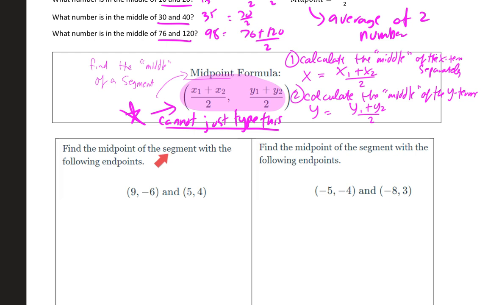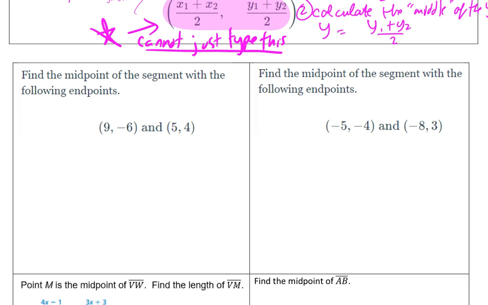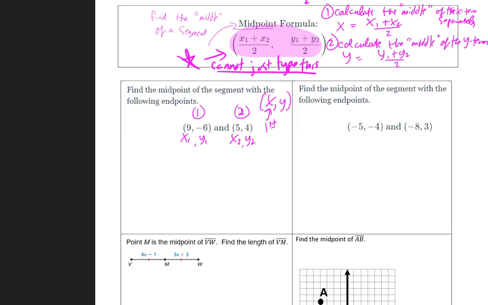It says find the midpoint of the segment. This is the middle of the segment, called the midpoint, with the following two endpoints. Let's say that's the first point and that's the second point, so it's x1, y1 and x2, y2. The critical thing is that we have to remember that x comes first and then y comes second. Now let's do our values.